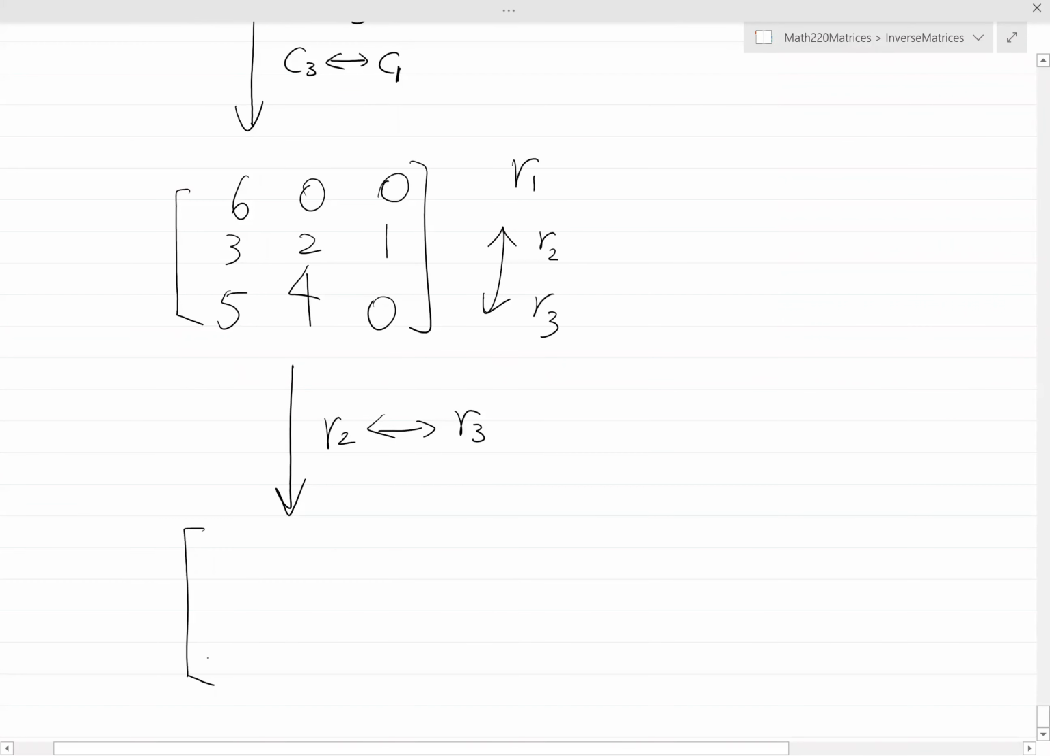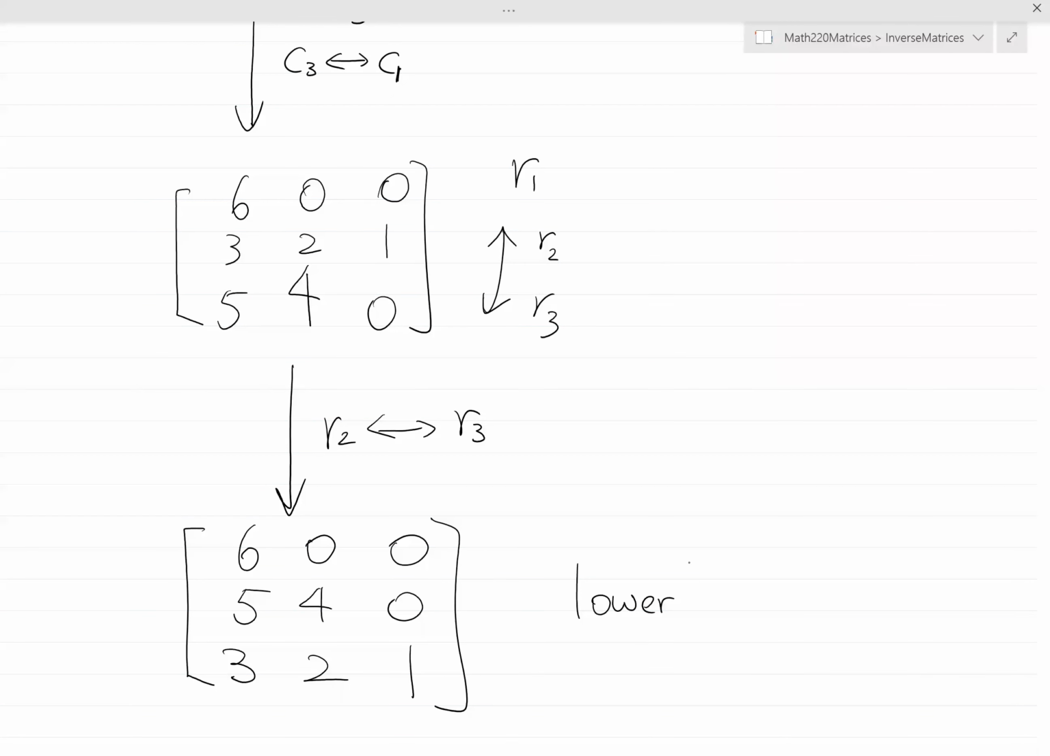Then we get: row 1 is fixed, row 2 switches with row 3. So we get 5, 4, 0, and then 3, 2, 1. You see here, it's a lower triangular matrix. All zeros are above the main diagonal. All the 0 entries are above the diagonal. So this is lower triangular. So we are done.